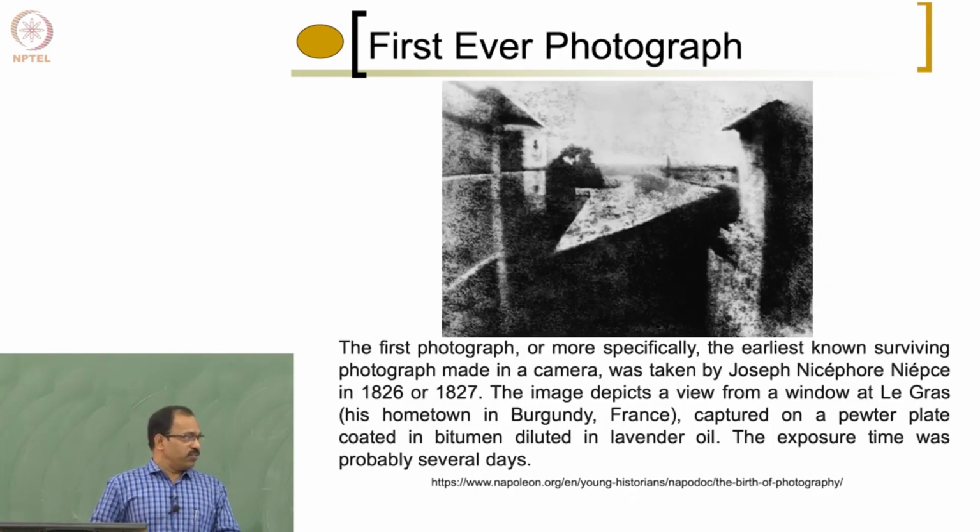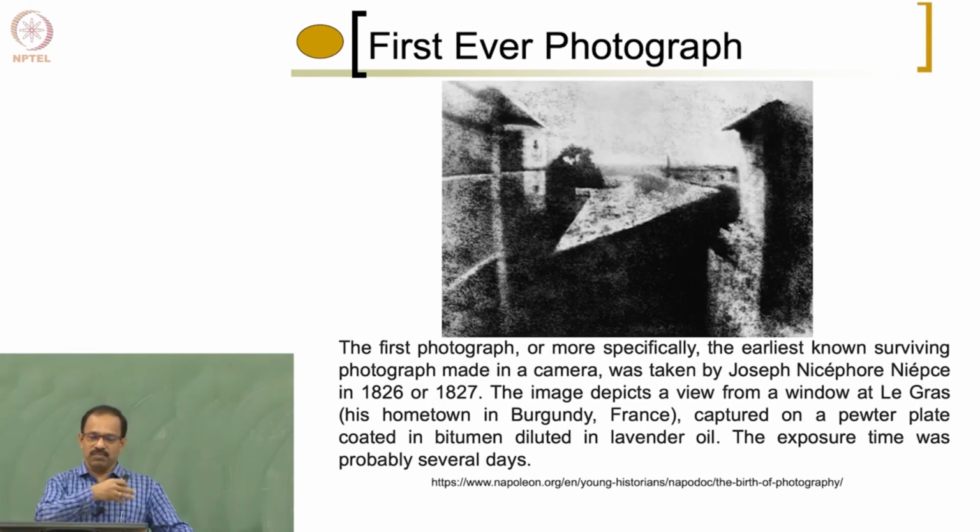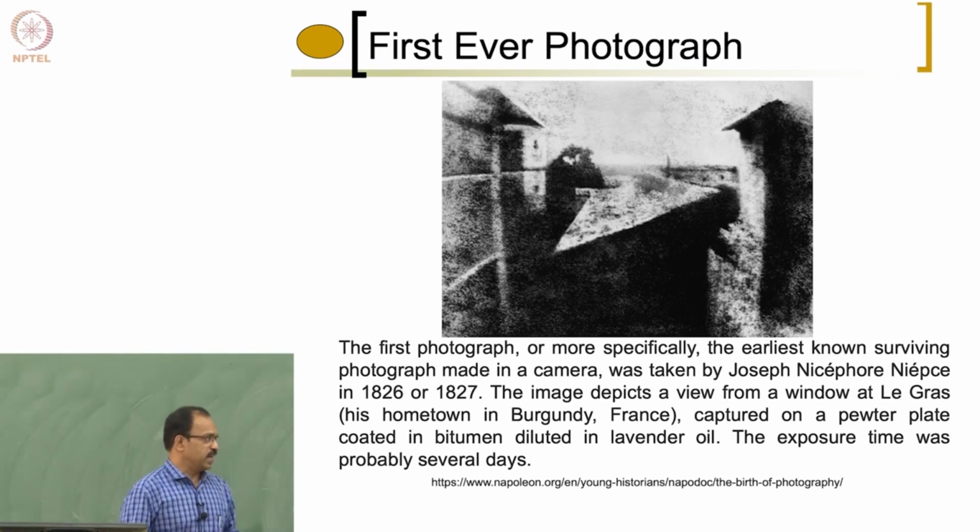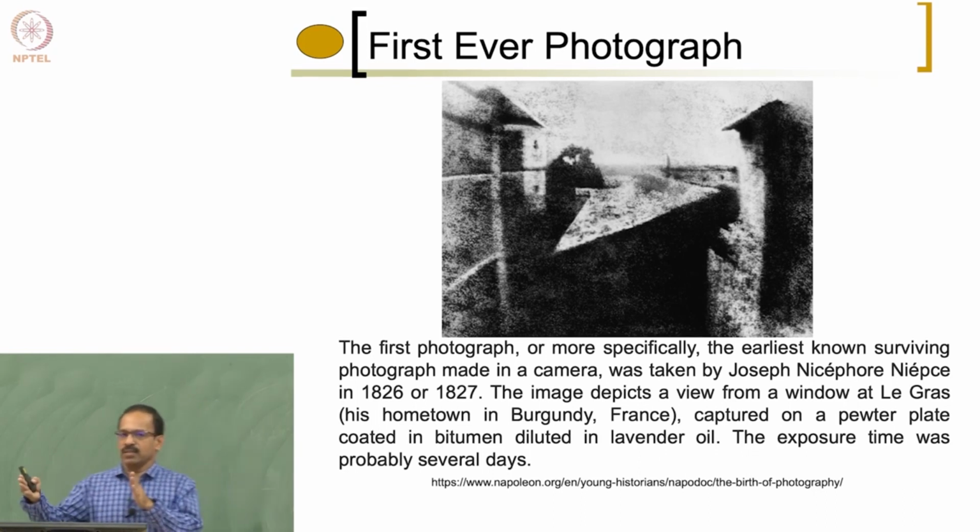And the first ever photograph, so I'm skipping a few things as we go through the history of the camera. The earliest known surviving photograph made in a camera was taken by Joseph, the same person, in 1826 or 1827. The image depicts a view from a window at Lake Grasse, his hometown in France, captured on a plate coated in bitumen diluted in lavender oil. That was the chemical he used to get the image through the exposure. So that was the first photograph.